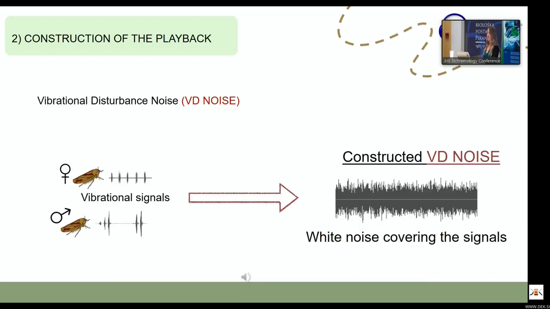And once understanding that both of them were emitting signals and understanding the frequencies of these signals, we constructed a vibrational disruption noise, which was basically a white noise covering the signals, since in order to create a proper vibrational noise that could be very specific for the species, we would need longer time for studies. And as I said, we recorded them in January. We decided to cover the whole range of frequencies.